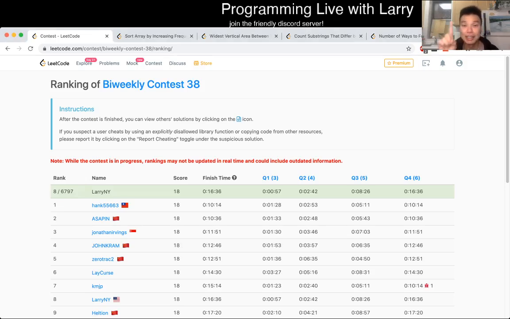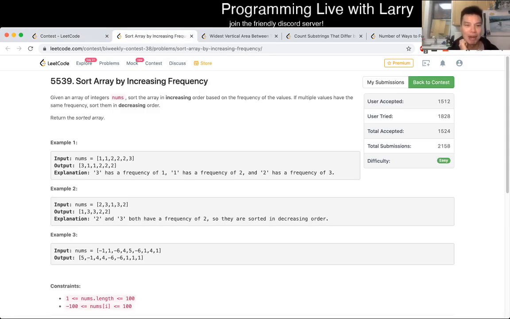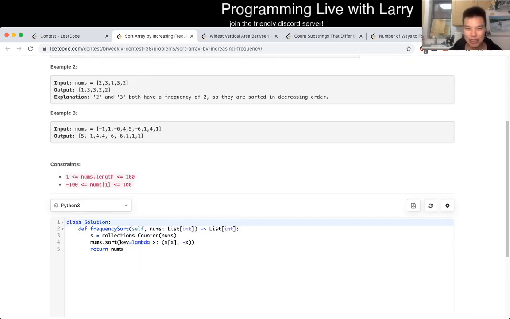This is me going over Q1 of the bi-weekly contest 38, Sort Array by Increasing Frequency. So this is actually a great example of using sorting by key instead of comparison sort. I know that underneath it does comparison, but literally you want to sort by some value, which is the frequency of a character, and then sort them in decreasing order, right? So I actually missed the decreasing order part, to be honest.